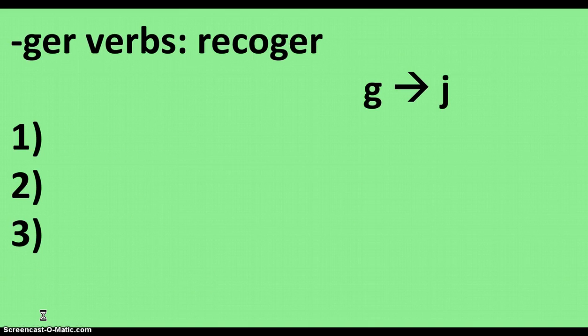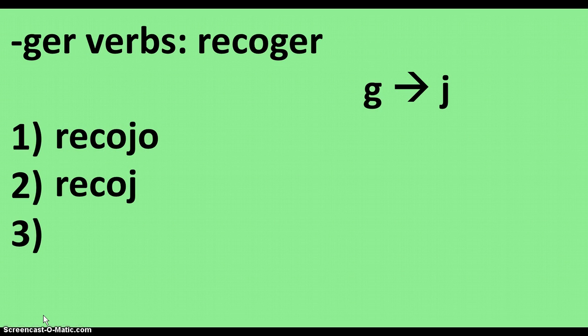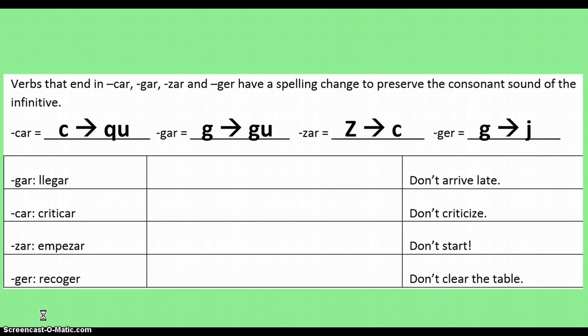And finally, we have a ger verb example like recoger. I go to my yo form, which actually has a J. I take off the O. And since recoger is an ER verb, I'm going to add an AS ending. Recojas. So back to our grid.